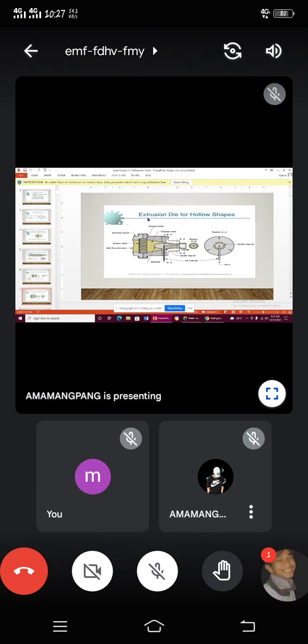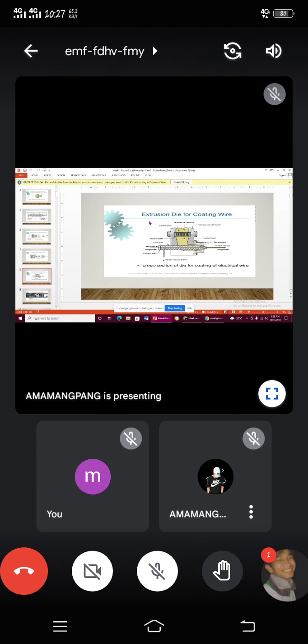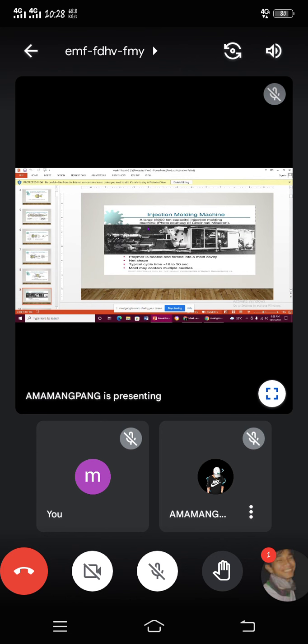So next is the diagram of extrusion die for hollow shapes. So this is the diagram. So next is the diagram of extrusion die for coating wire. So cross section of die for coating electrical wire. So this is the diagram. So next is the picture of an injection molding machine. So this is the picture.